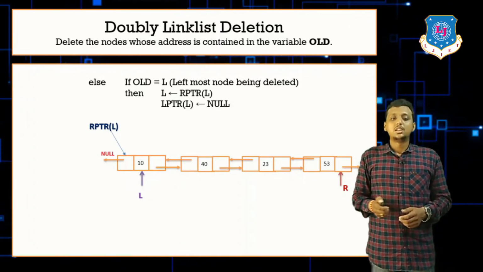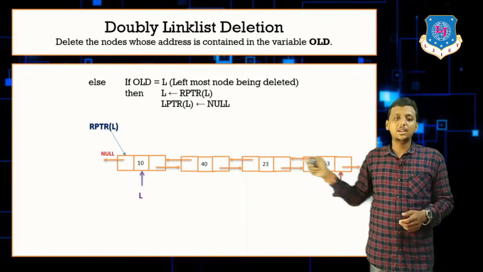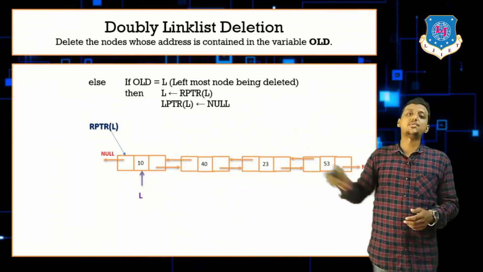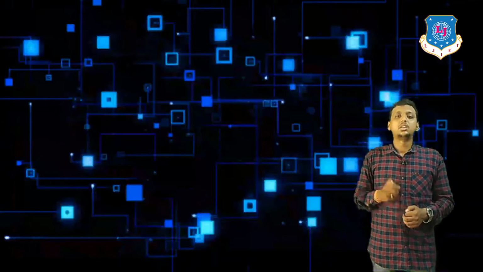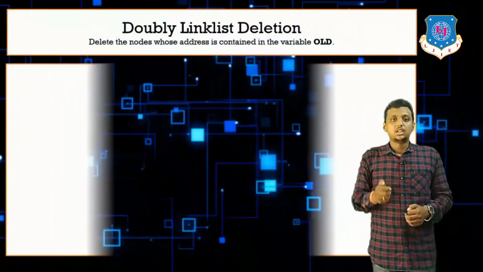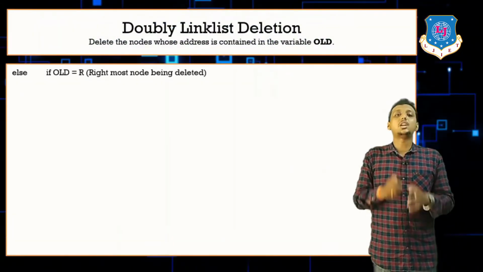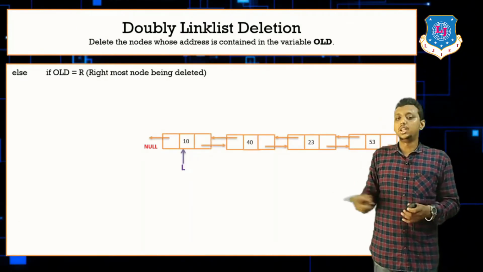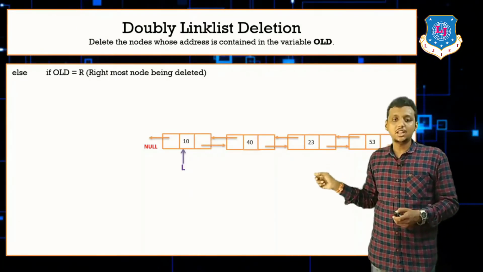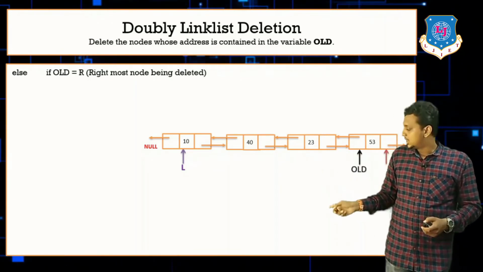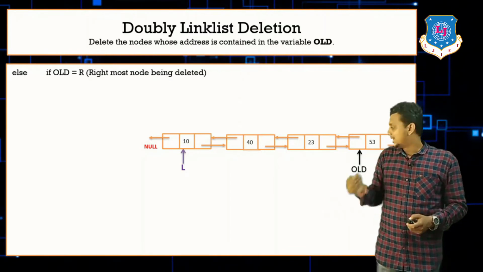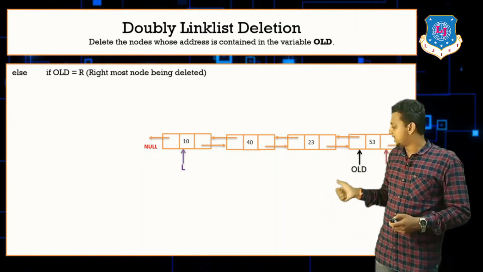So students, now the LPTR of L becomes null, because there is no node on the left side of the 10. Now, the next condition is if I want to delete a node on the right side. If I want to delete the rightmost node, that means I want to delete R. So same as L, I need to perform the steps over here. Let's start.